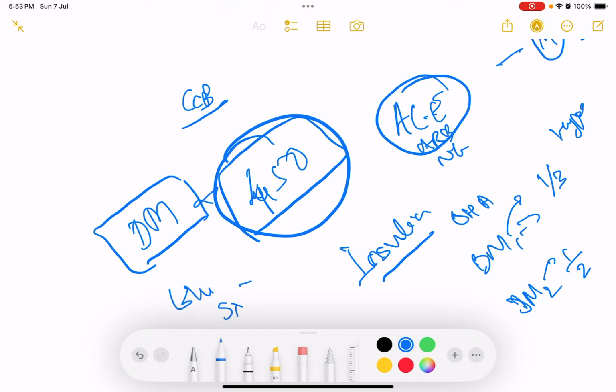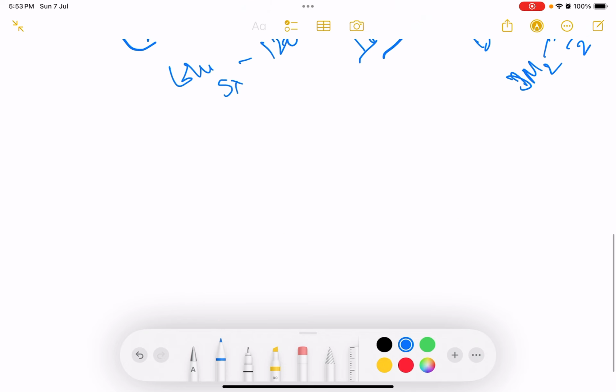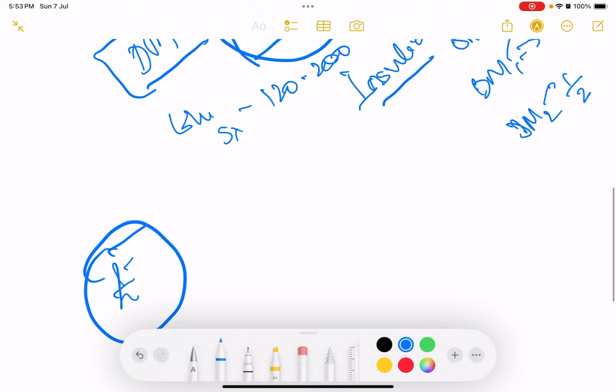During surgery, you want to maintain it around 120 to 200. You do not want to go too low. You do not want to go too high. Too low is also bad, right? But glucose is not a very big factor when you're doing a surgery, because 120 to 200 is a big range that you have, and you've got a lot of things.